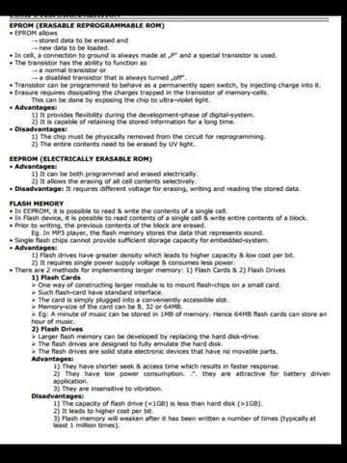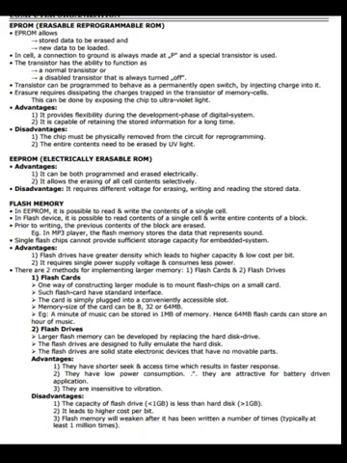Now let us see EPROM, erasable programmable ROM. EPROM allows stored data to be erased and new data to be loaded. In the cell, a connection to ground is always made to P and a special transistor is used. The transistor has the ability to function as a normal transistor or a disabled transistor that is always turned off. The transistor can be programmed to behave as a permanently open switch by injecting charge into it. Erasure requires dissipating the charges trapped in the transistor of the memory cells. This can be done by exposing the chip to ultraviolet light.